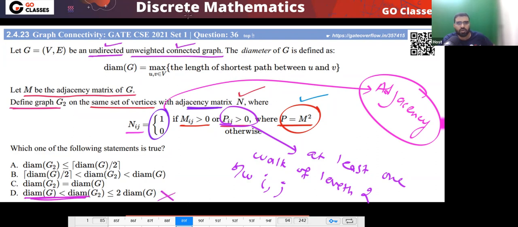Okay, this option is gone. And you can notice this option is also gone because diameter can decrease. Sometimes it may be true, but it is not always true. We cannot say that it will be equal because diameter can decrease. Yes or no? In G2, diameter can decrease. Okay, so this option C is also not good.